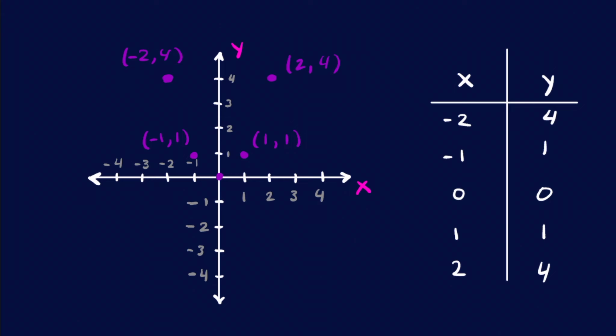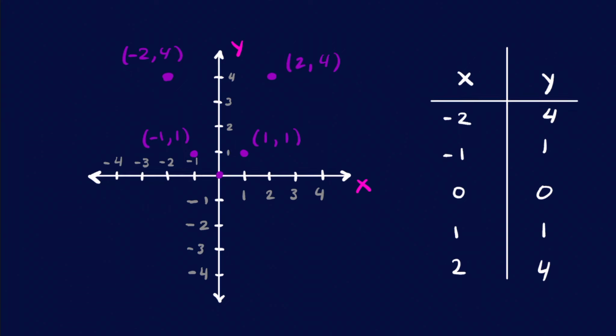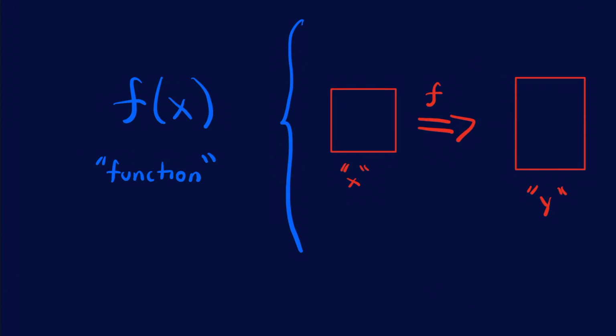But what if we were given some sort of equation that relates the x values on the table to the y values on the table, instead of just giving us the x values and the y values directly? This is called a function. So essentially, a function takes a certain value of x and turns that value into a certain value of y.